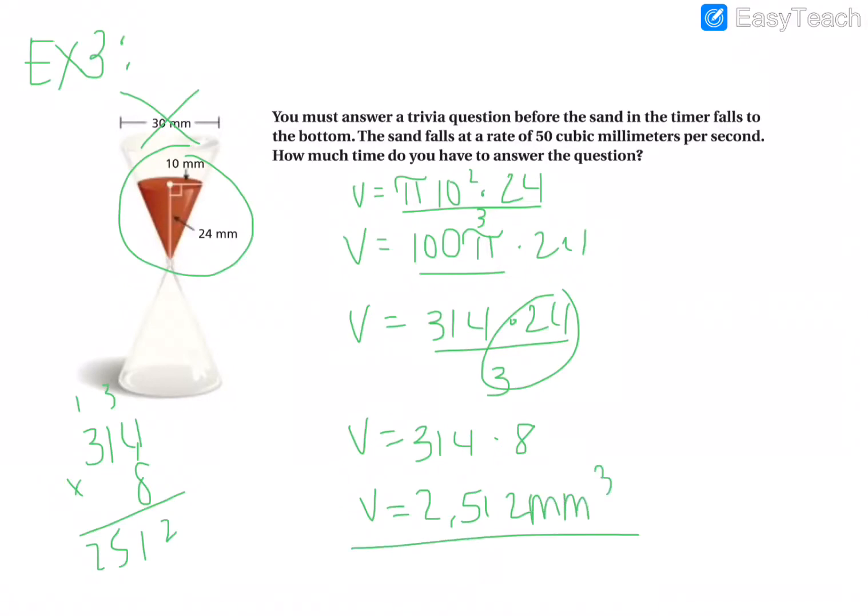But they asked us for the time. So if they told us that it falls at a rate of 50 cubic millimeters per second, this is very similar to what we did in yesterday's. We're going to take that millimeters cubed over 1 and multiply by 1 second per 50 millimeters. And again, the reason we're setting it up like this instead of just dividing is to show that these are going to cancel out. So we just need to do 2,512 divided by 50.